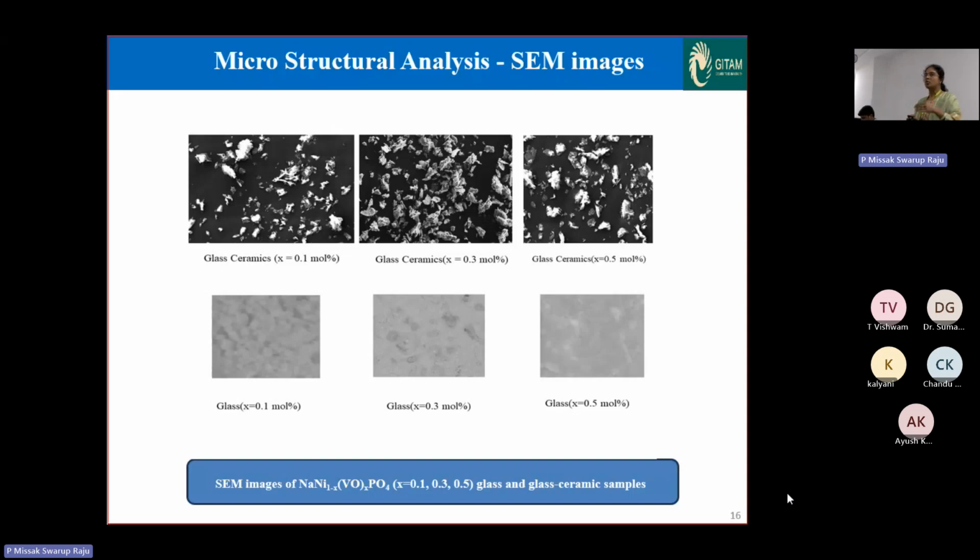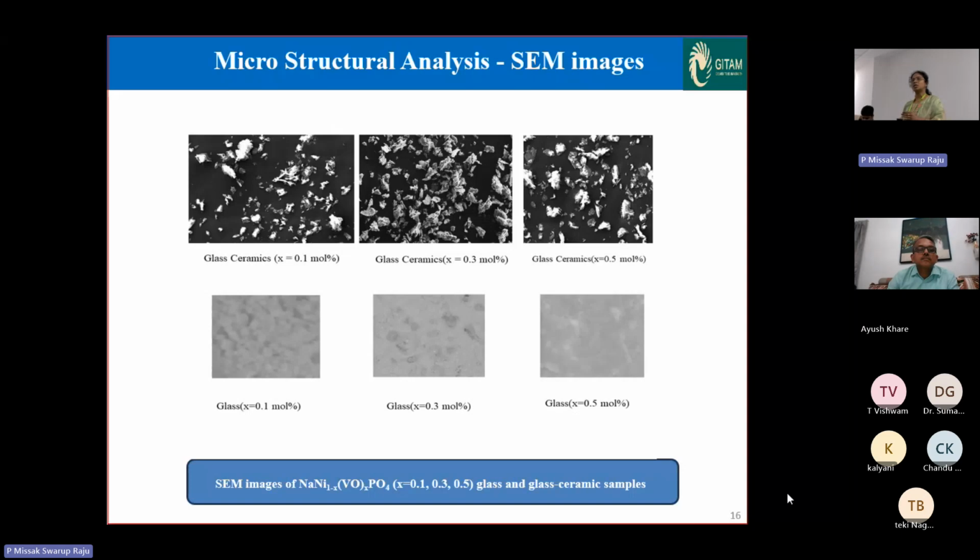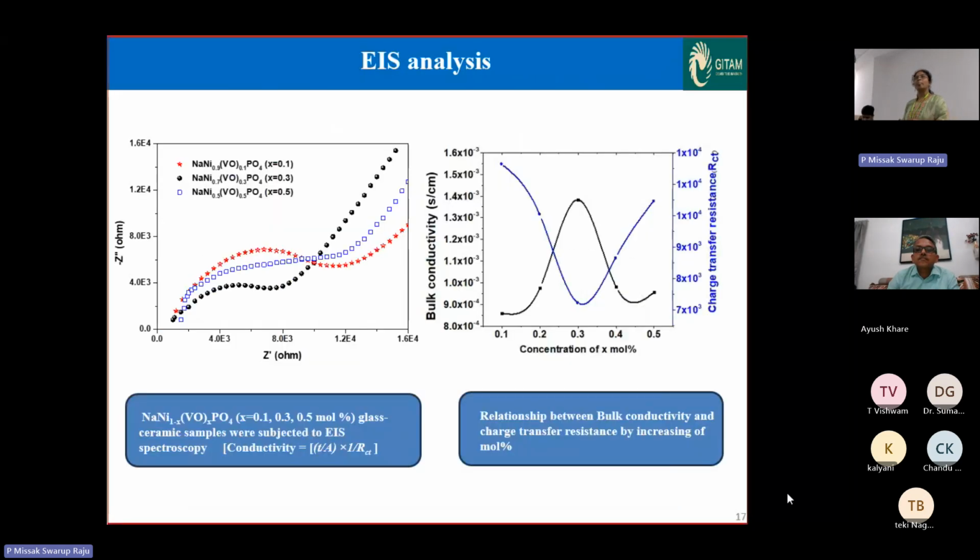X equal to 0.3, based on the DT values, you can observe that this sample has the highest glass stability parameter value. In that one, the grains are interconnected, so the agglomeration is also very clear compared to X equal to 0.1 mole% and X equal to 0.5 mole%. Some variation is also there. Here, this is the cell image. From the cell image, you can identify the morphology of the atoms located in these samples, and which type of composition is present inside the sample. That is identified by using these images.